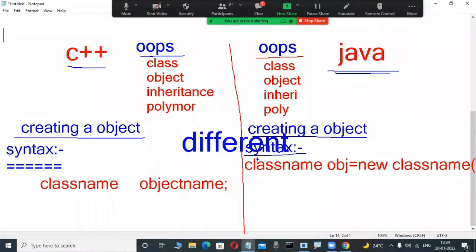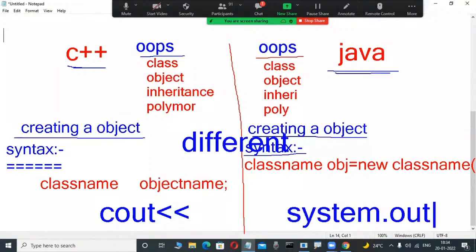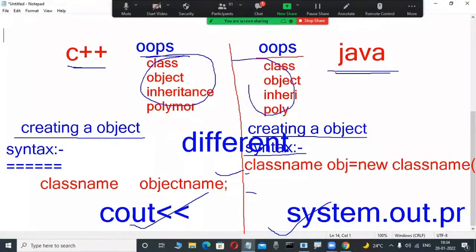And functions are also totally different. Suppose in C++ I want to display output, cout is the function, streaming output. And in Java, what is the function? System.out.println. That's why syntactically different. Functions are also totally different in these two object-oriented languages. But conceptually, the OOPS concepts are the same.